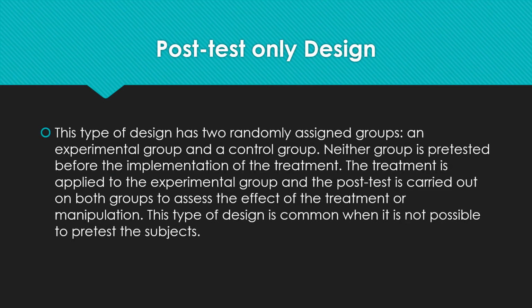So we are going to dig a little bit into post-test only design. This design has two randomly assigned groups, an experimental group and a control group. Neither group is pre-tested before the implementation of the treatment. The treatment is applied to the experimental group and the post-test is carried out on both groups to assess the effect of the treatment or manipulation. This type of design is common when it is not possible to pre-test the subjects.